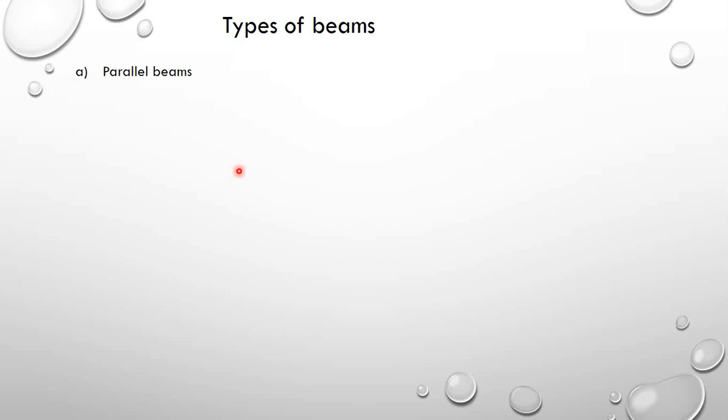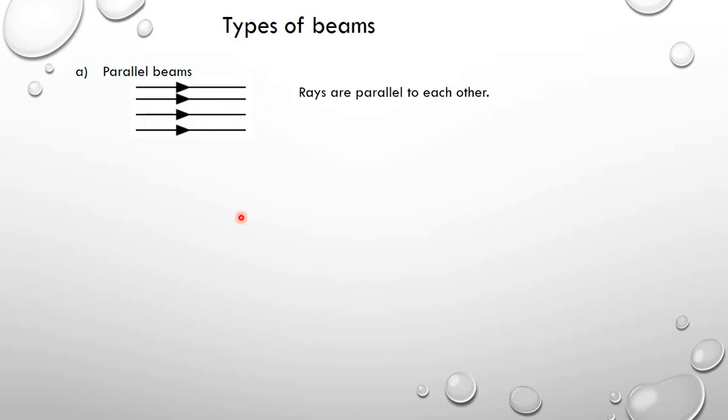We have what you call the parallel beams. The parallel beam, this is where the rays are parallel. For example, when you look at this, the rays are parallel, as you can see. So this type of beam can be seen where we have such lights, and also where we have light from a distant source.